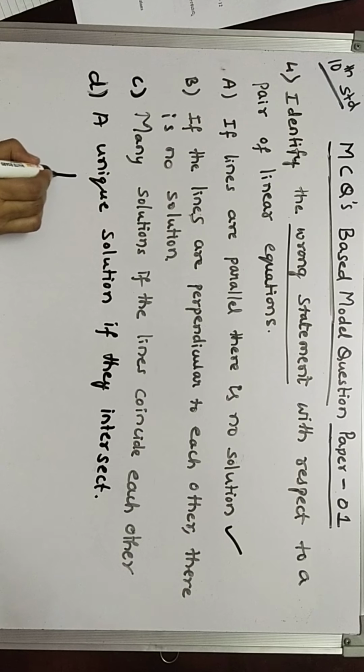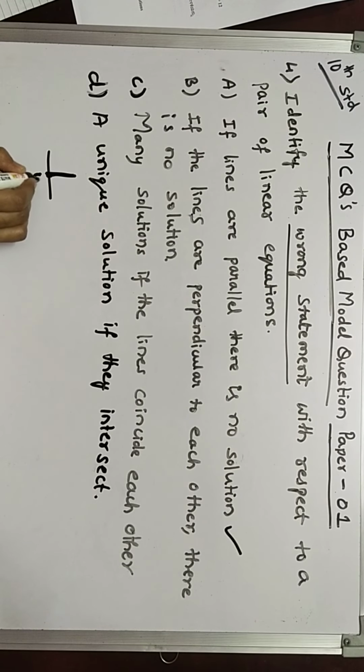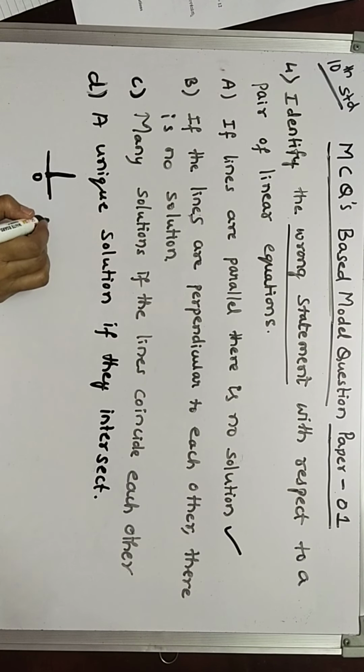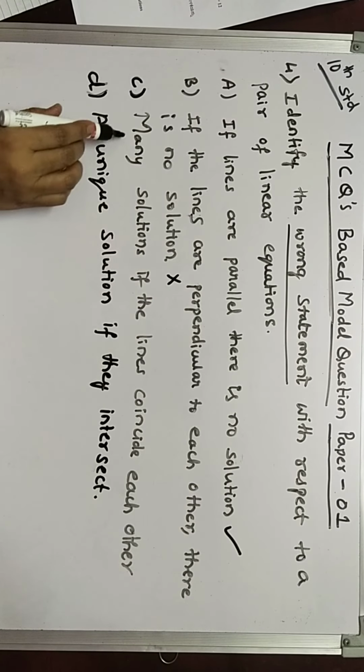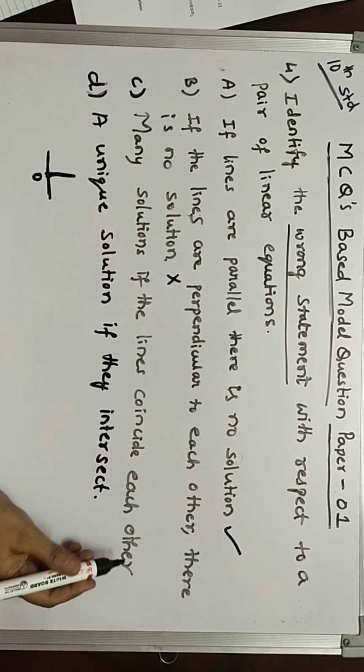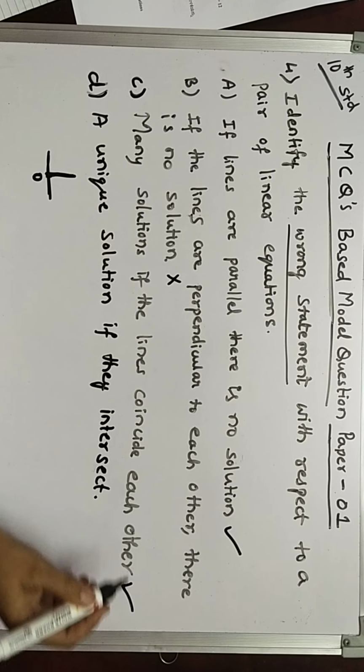Perpendicular means they intersect, they meet. See, they are intersecting at this point O. Yes, these two lines are intersecting. It means there is a unique solution. So this statement is wrong. Now, many solutions if the lines coincide with each other. Yes, it is also correct.